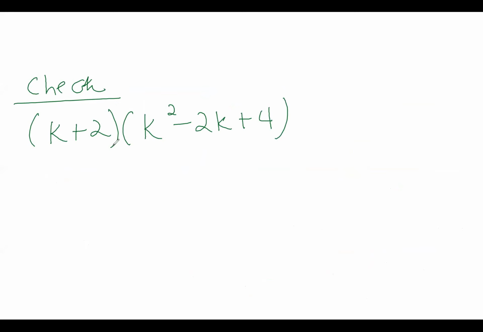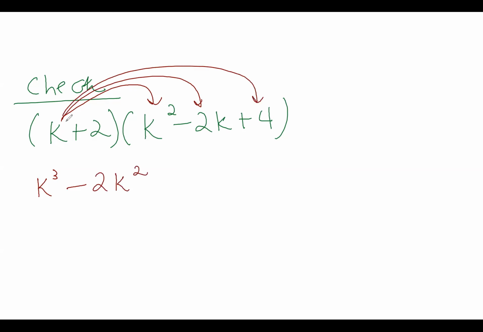Okay, so I'm checking k plus 2 times k squared minus 2k plus 4. I'm going to check by distributing. Let's start by distributing the k. k times k squared is k to the third. Next term, k times minus 2k, that would be minus 2k squared. Okay, my third term, k times 4, I will write plus 4k.